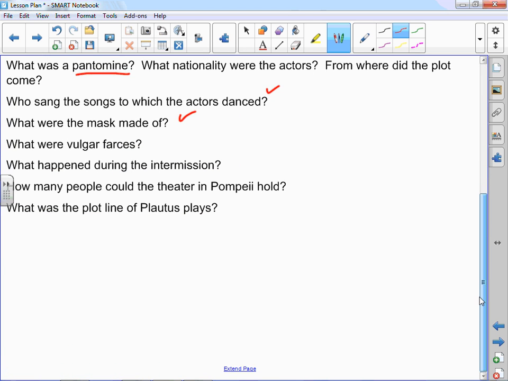Okay, hit pause and answer these last four. Make sure we're good with those. What were vulgar farces? These were plays usually depicting some sort of country lifestyle, basically making fun of the country lifestyle. What happened during the intermission? They sprinkled some scented water everywhere. How many people could the theater hold? 5 grand. What was the plot line of Plautus' plays? Plautus was interesting. Most of his plays would have some kind of wealthy young man, kind of a spoiled young man, some negative qualities, and he was usually helped along by some kind of intelligent slave.